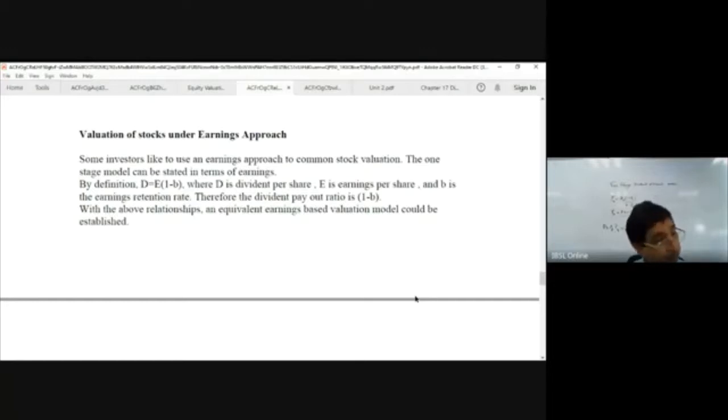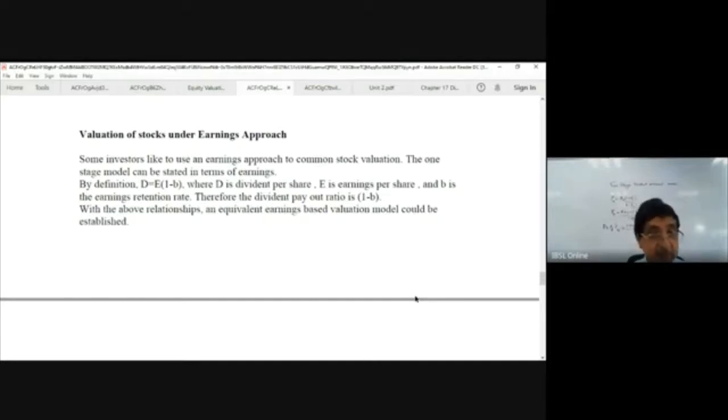For example, say you have earnings of 100 and you retain 60%. Therefore, your payout rate is 40%. So 1 minus 60% is 40%, that is, 100 minus 60 is 40. That is how payout ratios and retention ratios are connected. The definition is given as D equals E into 1 minus B.